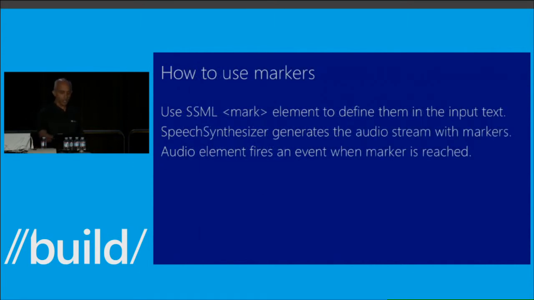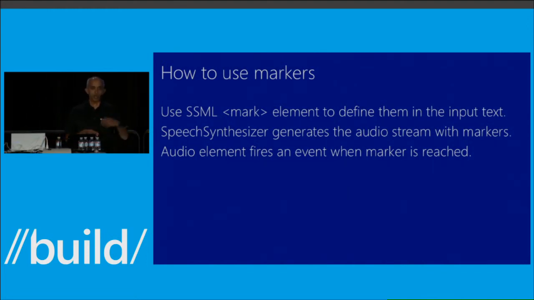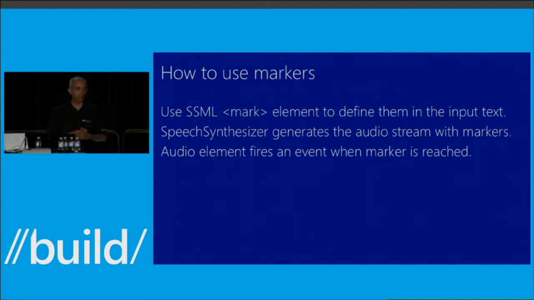So the way to do this is to use the mark element in SSML. You can use the mark element to insert a marker into your input stream. The mark element, unlike all the other elements that we talked about in SSML, is an empty element in the sense that it does not affect the speech output itself. So there's no difference in the quality of the speech output.